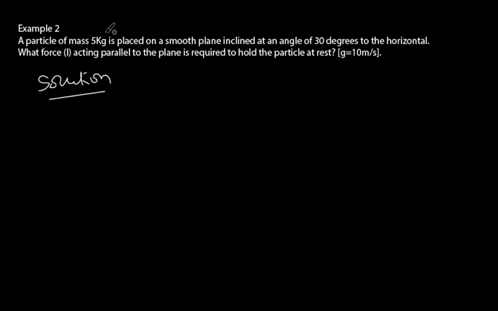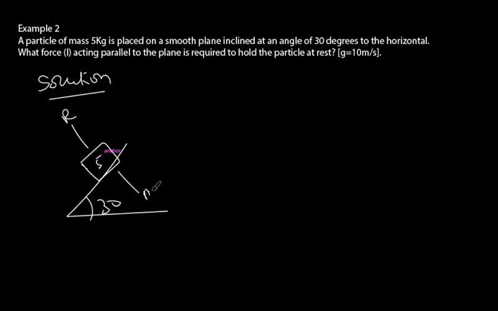We have a particle of mass 5 kg placed on a smooth inclined plane at an angle of 30 degrees. The surface is very smooth, and we have a body of 5 kg. So as usual, we have our normal force acting downward, we have our mg cos theta over here, we have our mg sin theta over here, and we have our frictional force acting in the opposite direction. Now let's look at how we will solve this example.